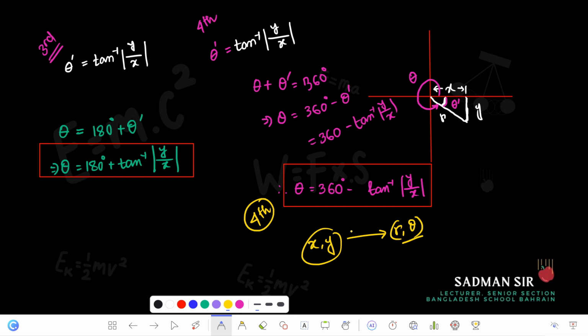So that is the conversion process. I hope you understood. Now let us use one or two examples. Okay, let us see how to do that.